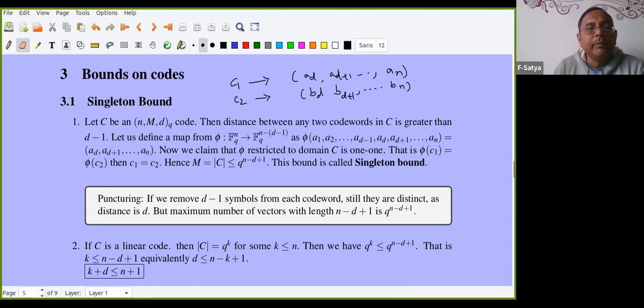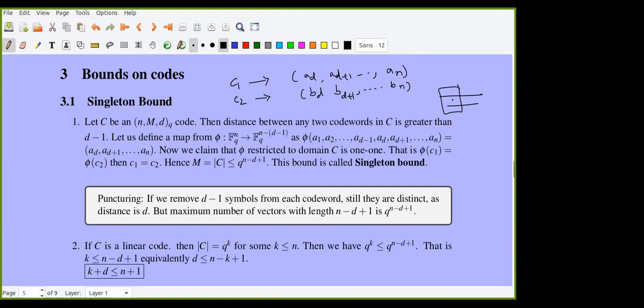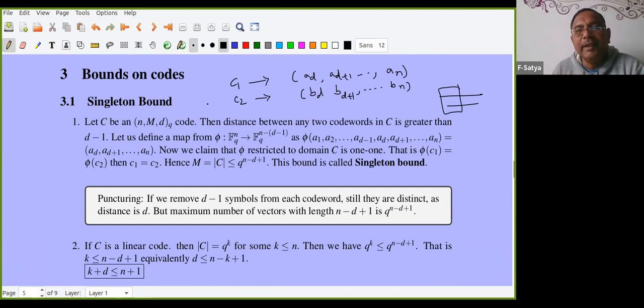What do I want to say? I take the vector and truncate the first d-1 values, but the distance is d. If they are equal, then the distance becomes zero, and the distance between these two becomes d-1 at most. But that can happen only if C1 equals C2, and I'm not taking C1 equal to C2. So C1 is not equal to C2. I am assuming that for this part. Otherwise, of course, I cannot.